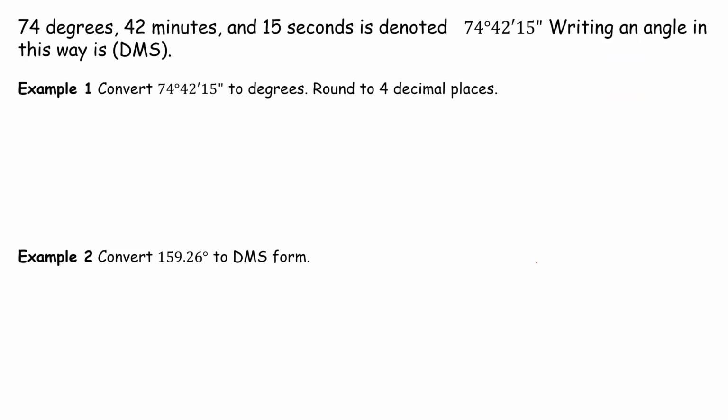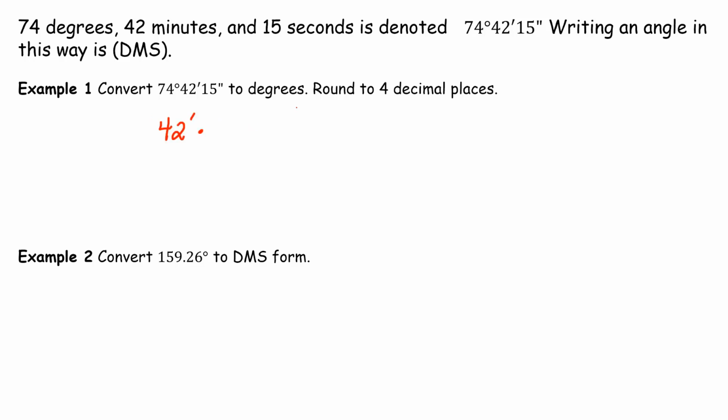Okay, 74 degrees, 42 minutes, and 15 seconds would be denoted as 74 with the degree sign, 42 with the apostrophe, and 15 with the quotation mark. Writing an angle this way is DMS, degrees, minutes, seconds. All right, so if we wanted to convert 74 degrees, 42 minutes, and 15 seconds to degrees, first of all, 74 is already in degrees, so we don't need to worry about that.